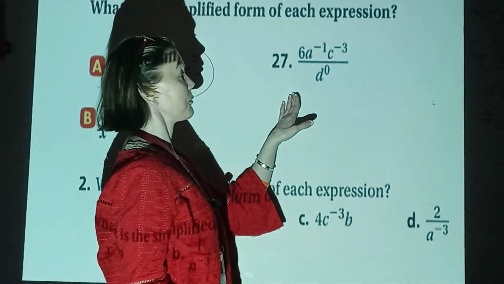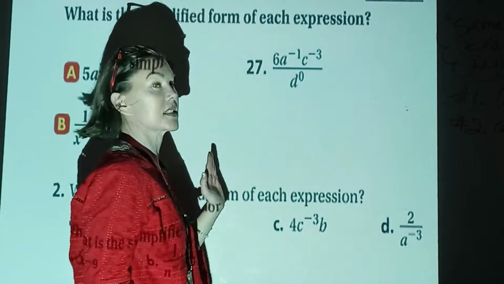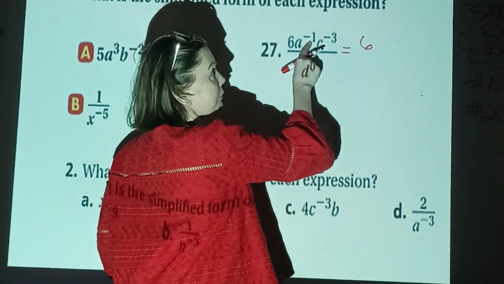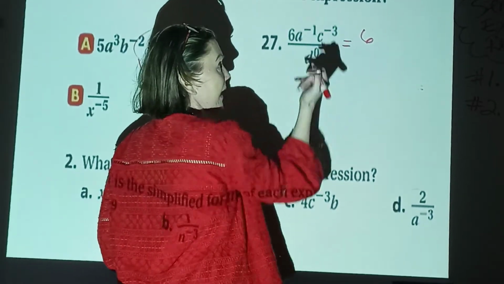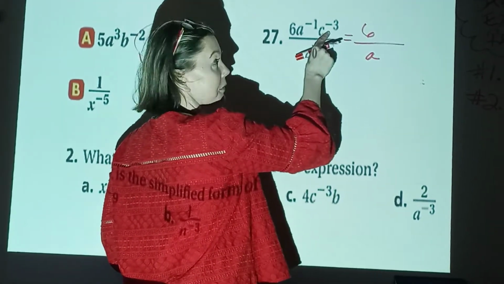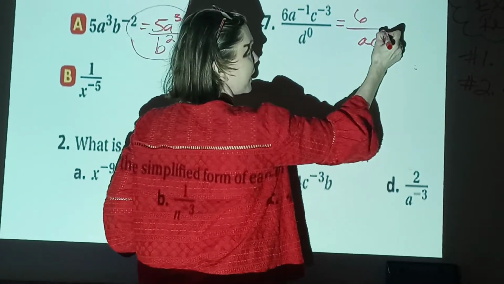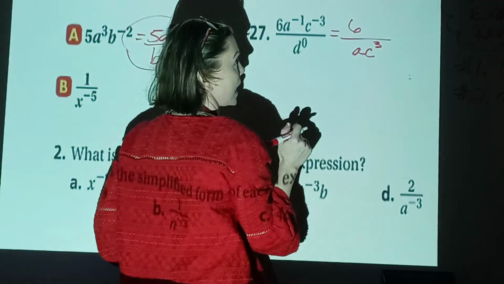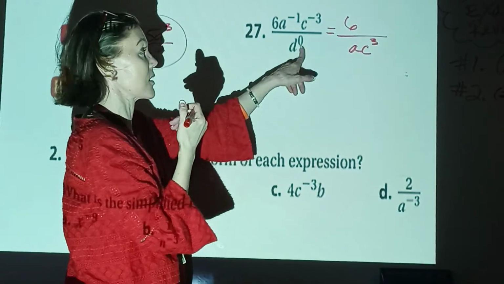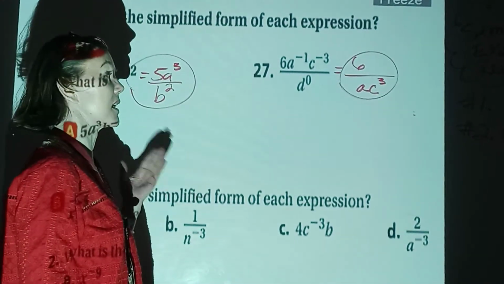Same thing here. You have to look at each element in this expression individually, one at a time. So the 6 is fine. That's doing nothing, so that stays where it is. That a to the negative 1 can't have a negative exponent, so that gets flipped down to the denominator. Okay, and that c to the negative third can't have a negative exponent, so that also gets flipped down. So when you flip it down, it gets rid of that negative exponent. And then we also have d to the 0 power. So anything raised to the 0 power is equal to 1. So that's your final answer, 6 divided by ac to the third.